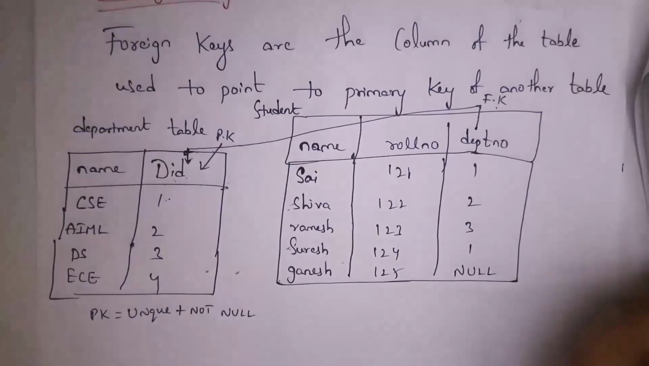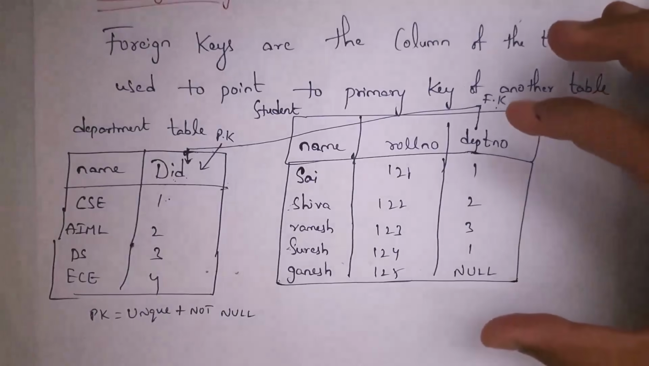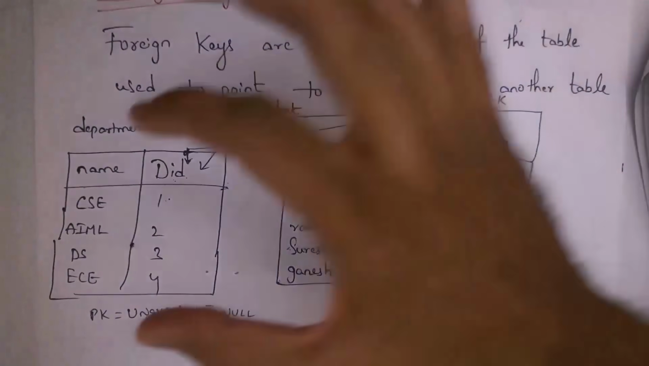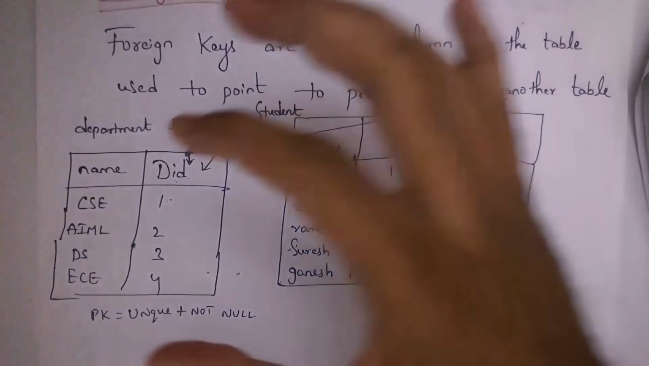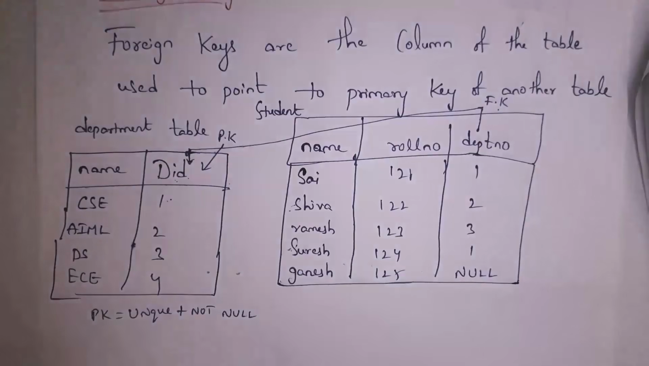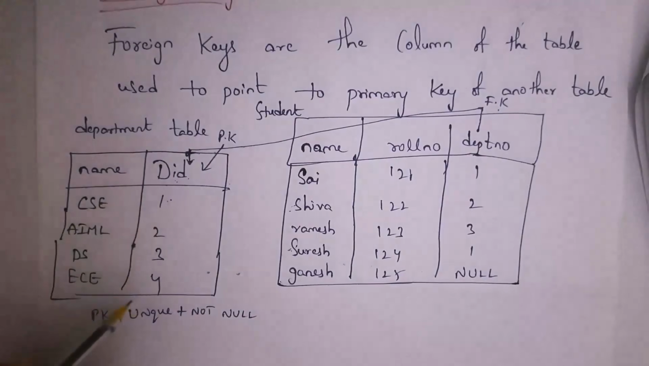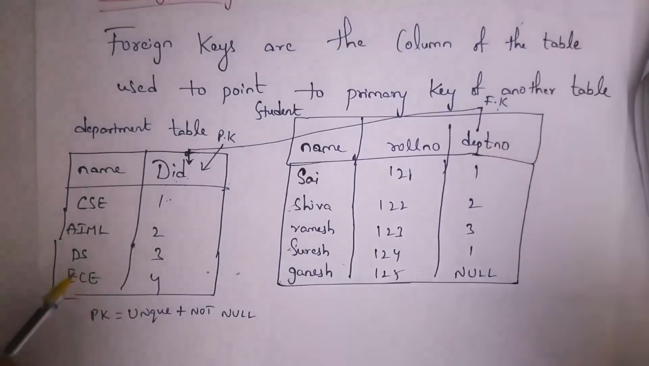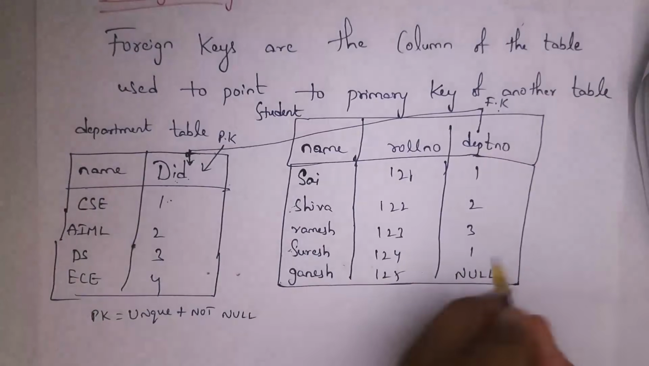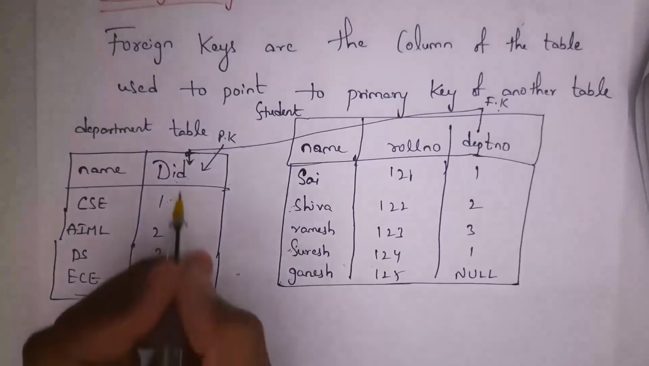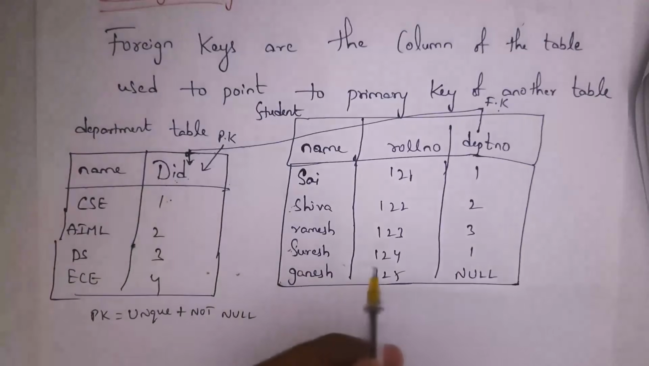Only condition is that whenever you give foreign key for any particular column with reference to primary key, then this foreign key must contain only values which are present in primary key. Primary key contains only 1, 2, 3, 4. So here also you need to enter only 1, 2, 3, 4 values. For example, for Suresh if I take 5, but 5 is not present in DID column, so it will display error.